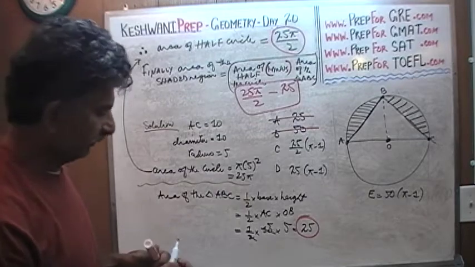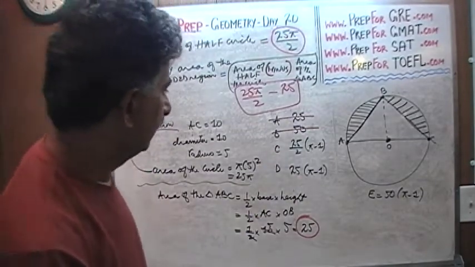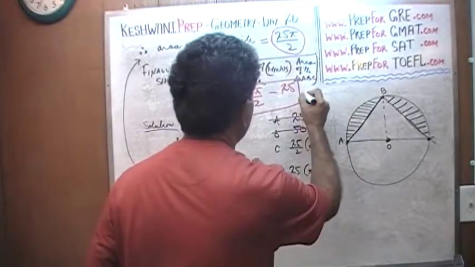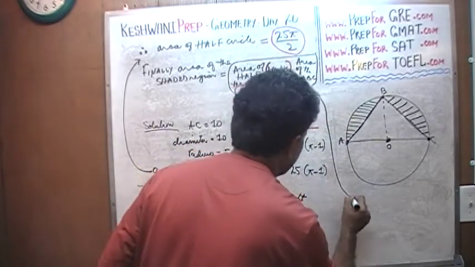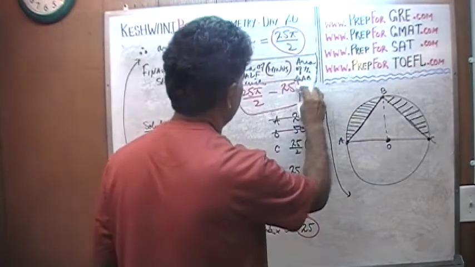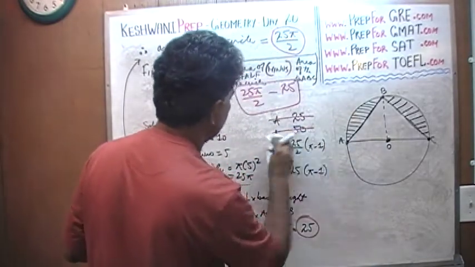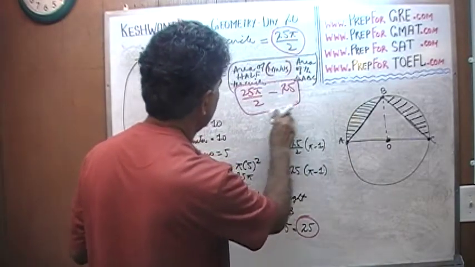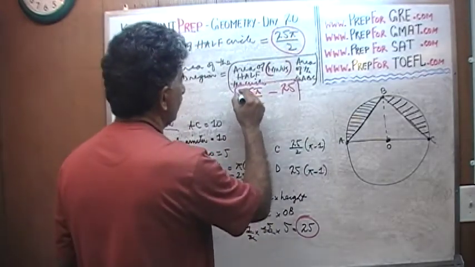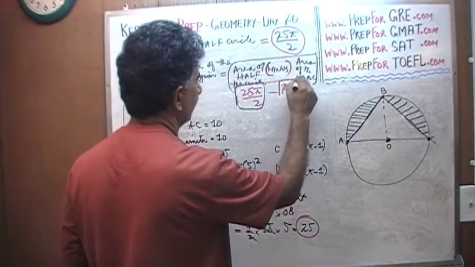Well, we have to do something with it to make it look like one of the answer choices. So we're going to have to continue here. Let's continue this quantity down here. Or, let's not make it too complicated. So here we have 25 pi over 2 and here we have 25 by itself.